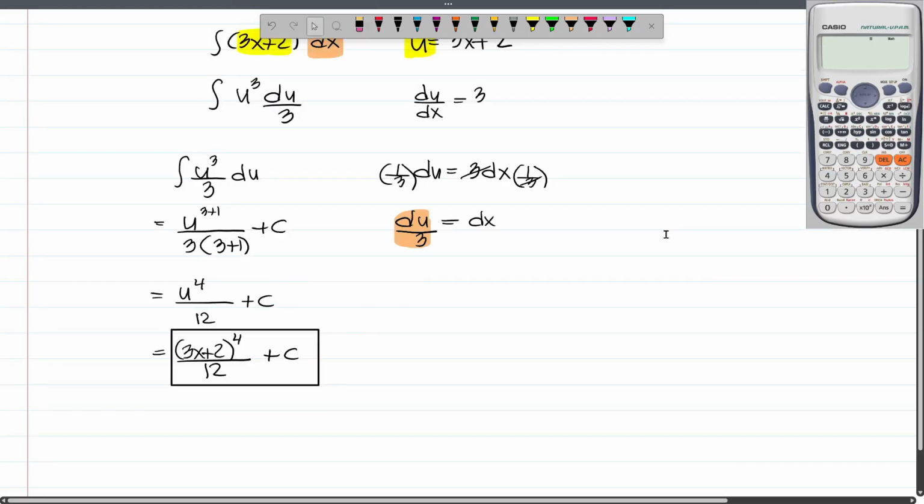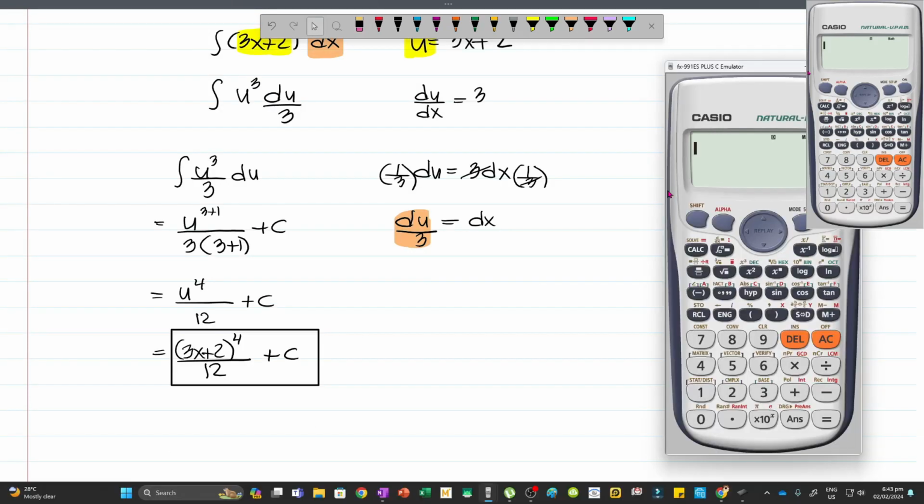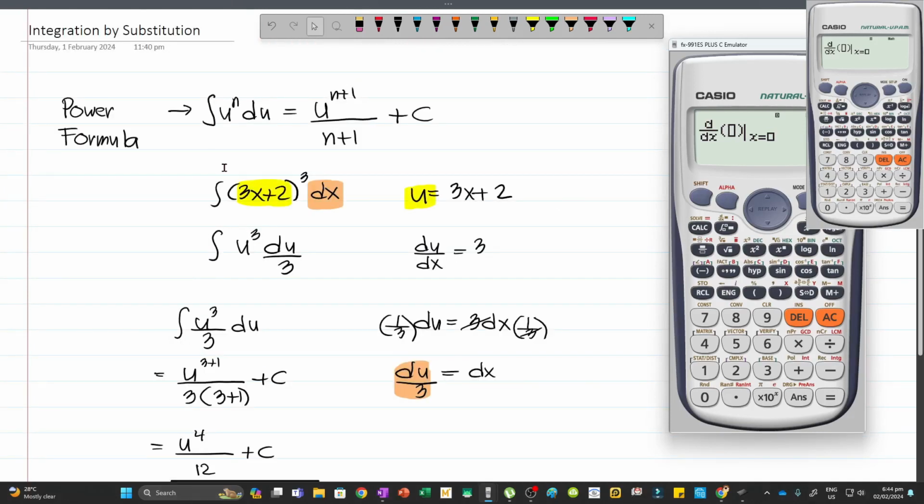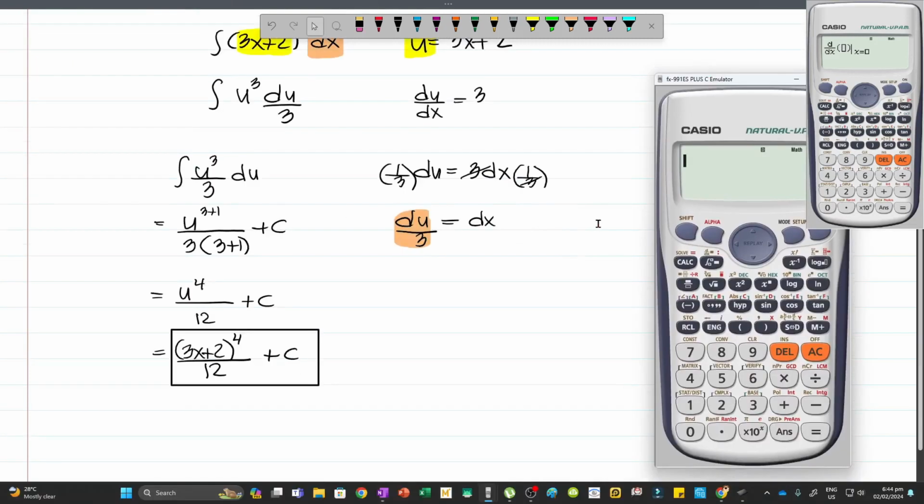If you want to check this one, let's input our function inside d/dx. Press shift and then d/dx. We'll input this function because again, we are doing the reversal of differentiation, and so our original function is actually our answer, and our given is the differentiated function. Going back, we have d/dx of (3x plus 2) to the power of 4 divided by 12. Don't include plus C because this is just an arbitrary constant.